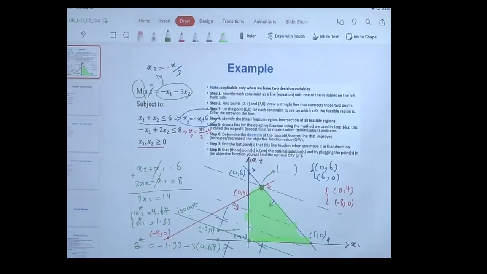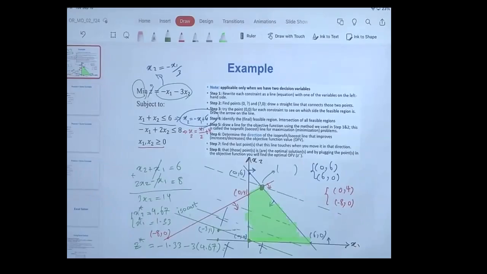I turned every constraint into an equation with one of the variables on the left side, and then I drew the respective line, and then I tested the point (0, 0) to find the direction of the feasible region. And I did that for all the constraints. The intersection of all of these constraints is going to be the feasible region. And then I follow the same method to draw a line for the objective function.